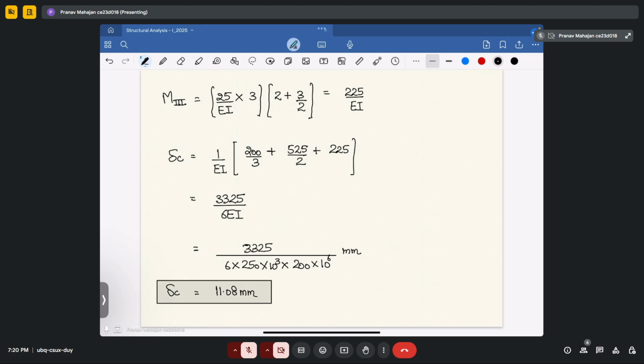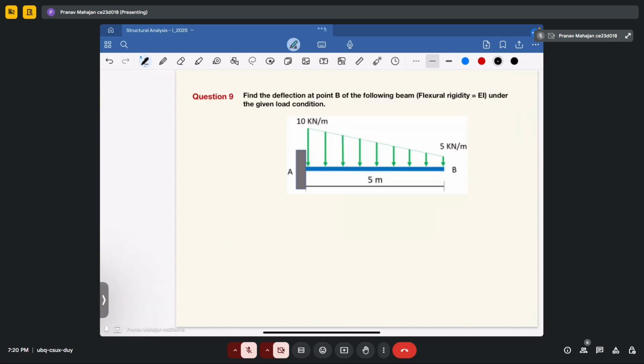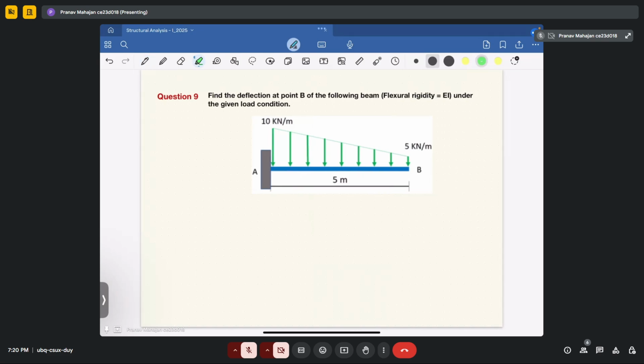Fine. So you have to break the problem into three parts, then it will be easy for you to determine the value of moments. Now let's solve one more problem. In this, it is given that you have to determine the deflection at point B. Since this is a combination of uniformly distributed load and uniformly varying load, how will it look like?